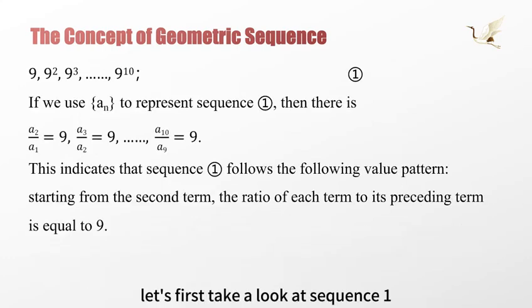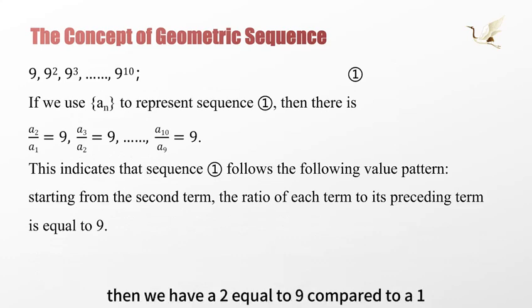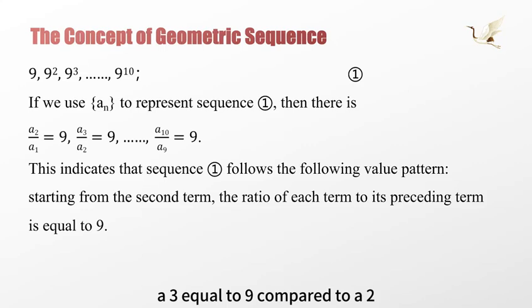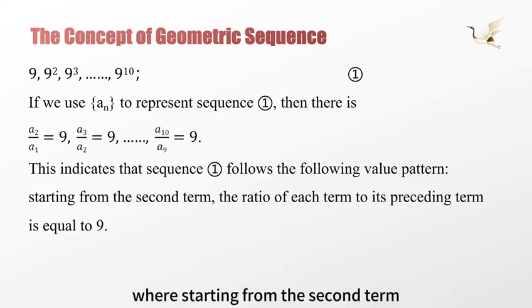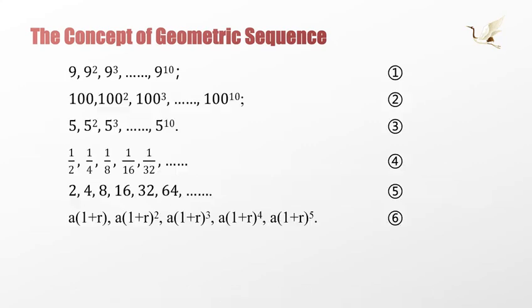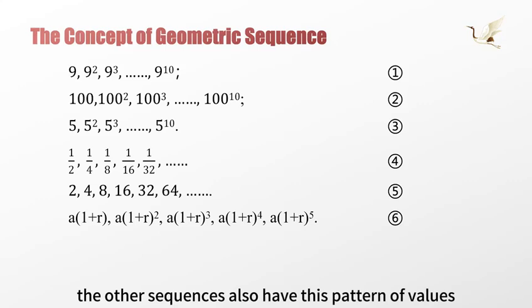Let's first take a look at Sequence 1. If a n is used to represent Sequence 1, then we have a 2 equal to 9 compared to a 1, a 3 equal to 9 compared to a 2, and a 10 equal to 9 compared to a 9. This indicates that Sequence 1 follows a value pattern where, starting from the second term, the ratio of each term to its preceding term is equal to 9. The other sequences also have this pattern of values.